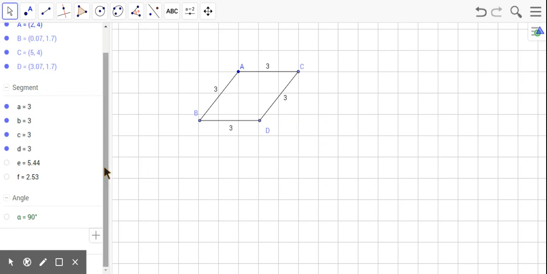Now, a rhombus also has another special property with its diagonals. While they do bisect each other because it is a parallelogram, this also occurs. There is a perpendicular intersection within a rhombus. So the diagonals of a rhombus are perpendicular.